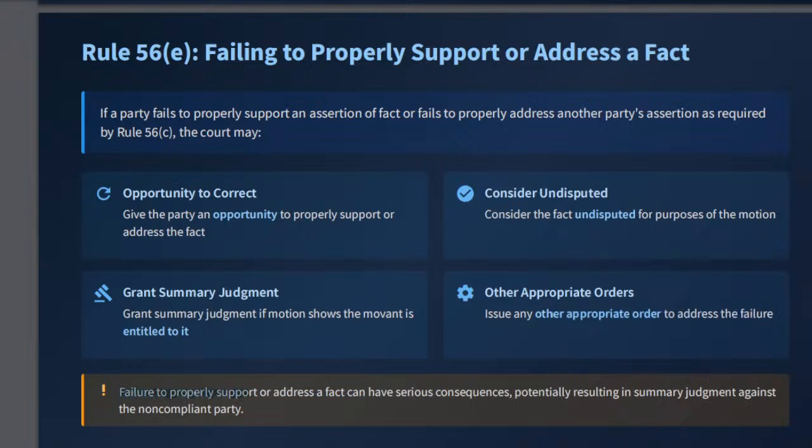Failure to properly support or address a fact can have serious consequences, potentially resulting in summary judgment against the non-compliant party. So, very important to properly support or address a fact. Let's move along.